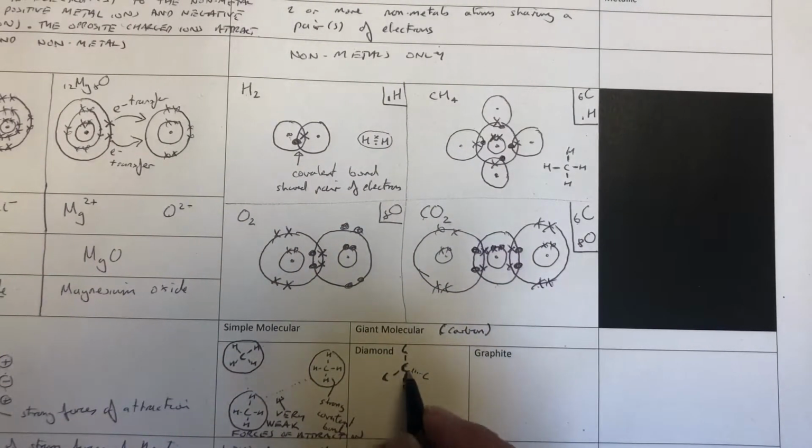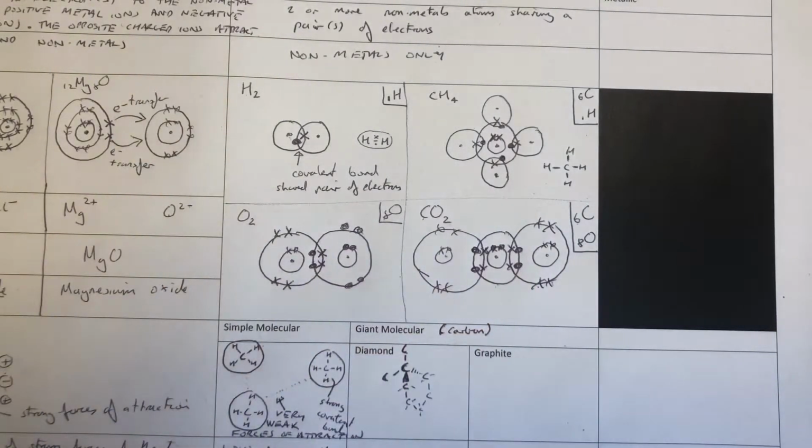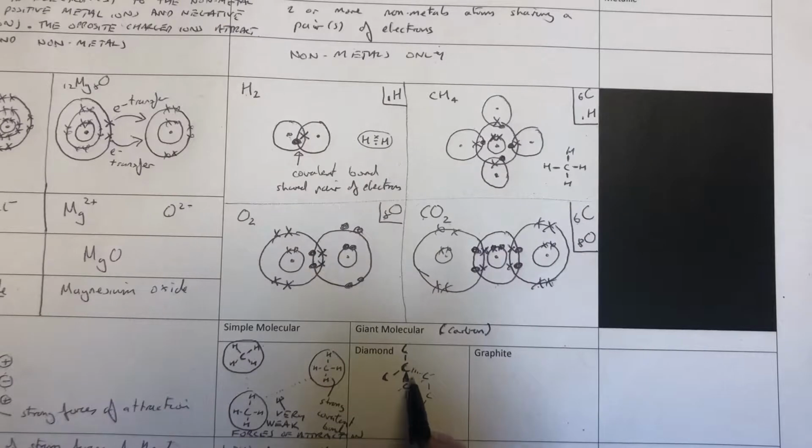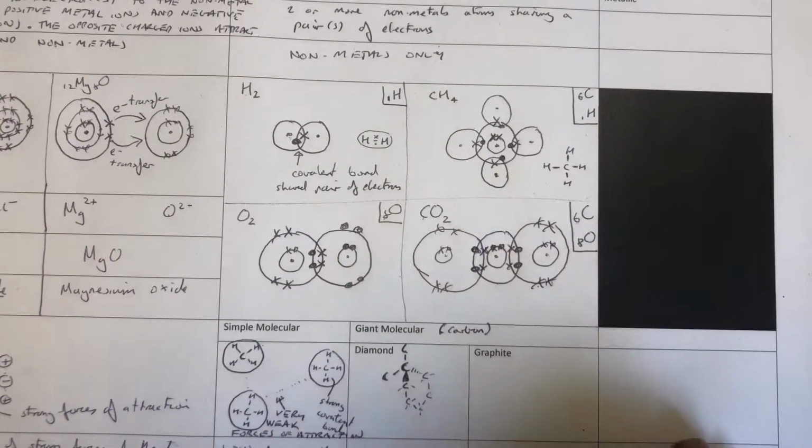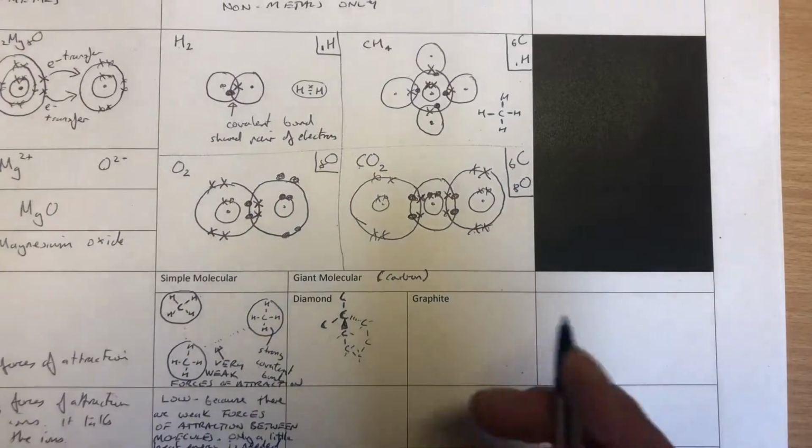So carbon forms 4 bonds. But that's not where it stops. This carbon here also forms 4 bonds, and this carbon here also forms 4 bonds. And what you see, if we do this and it gets bigger and bigger and bigger, is we actually get 6-membered carbon rings, with every carbon forming 4 bonds, and it forms a 3-dimensional structure that goes on and on forever and ever. Carbon graphite, similar but slightly different.